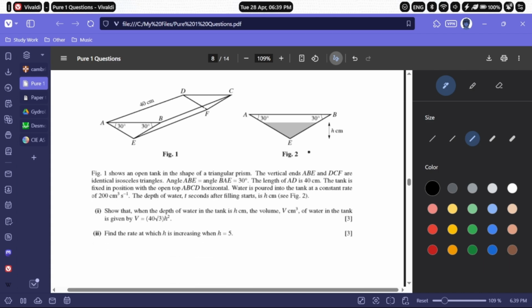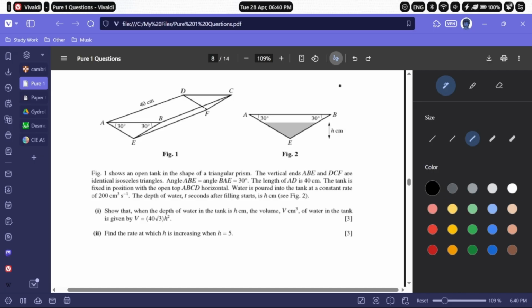Anyway, moving on. Now you have another question. You have an open tank. It's a prism. Just take a moment to read this. There's an identical isosceles triangle. Just take a moment. I'll just read the question as well.